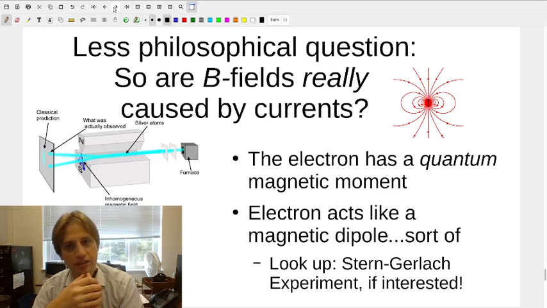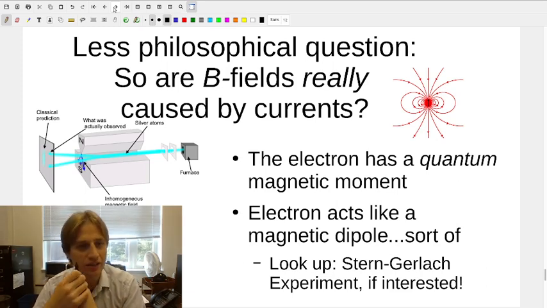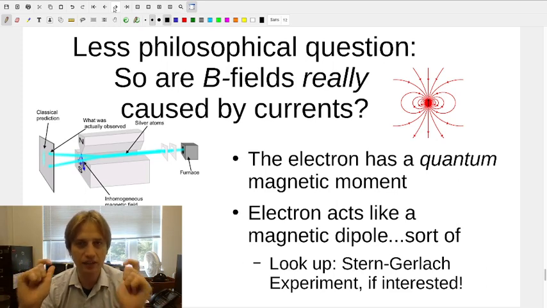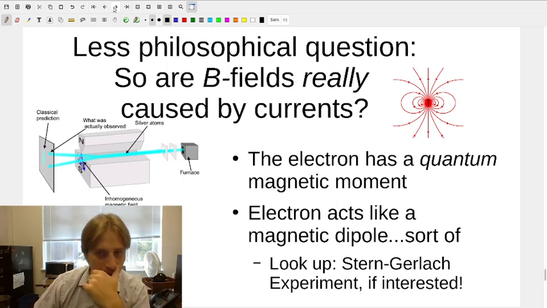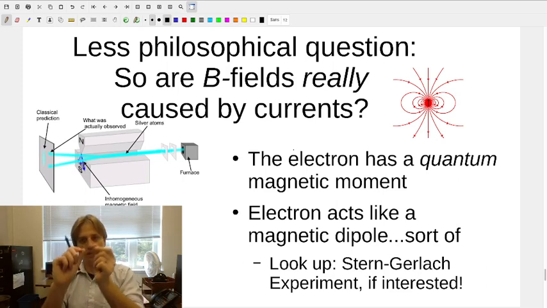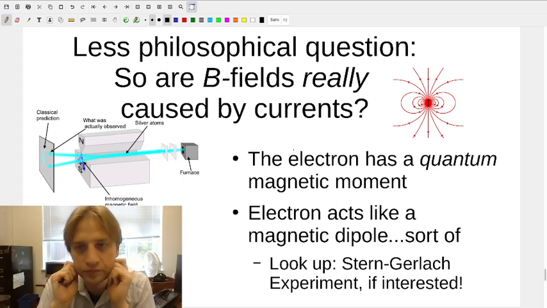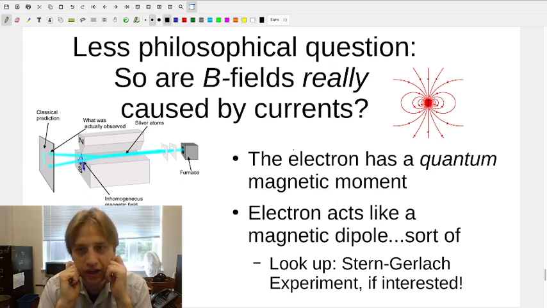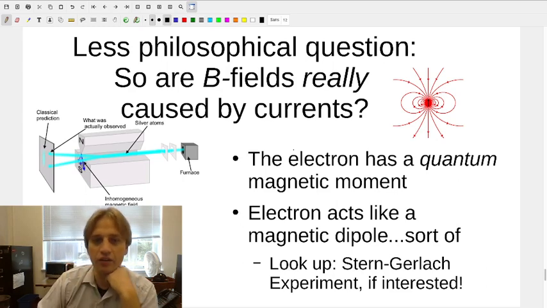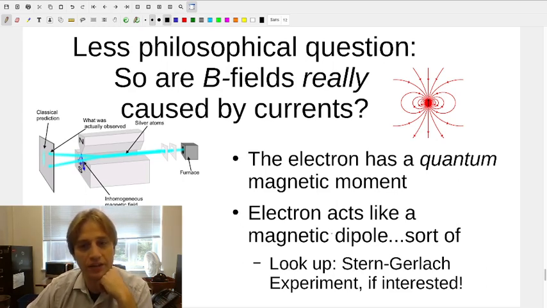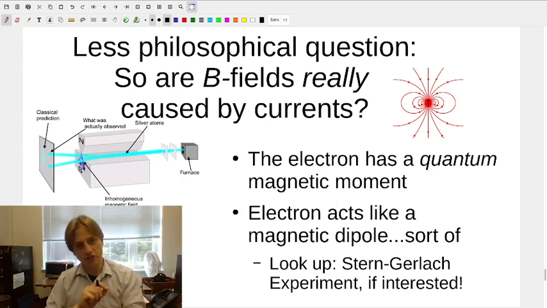Now, it's also interesting that looking at magnetism was one of the key things that led to taking quantum mechanics really seriously. Instead of having a magnetic moment that can be infinitely malleable in terms of its direction, the electron has what's called a quantum magnetic moment, which you usually hear described as the spin of the electron. Okay, now the electron acts sort of like a magnetic dipole in that you can put a torque on it and change its direction.